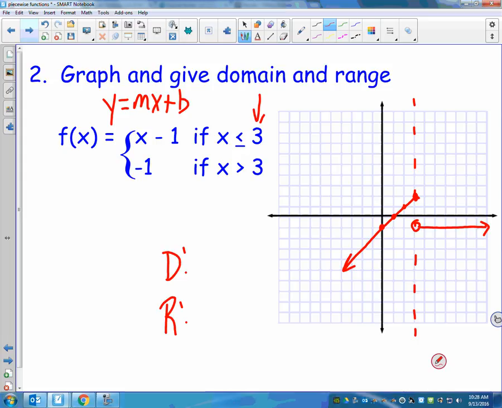The only time the domain would not be all real numbers is if for some reason these did not start and stop at the same point. Like if this stopped at 3 and this started at 5, we're missing those numbers in between. Almost always they meet up, but not always.